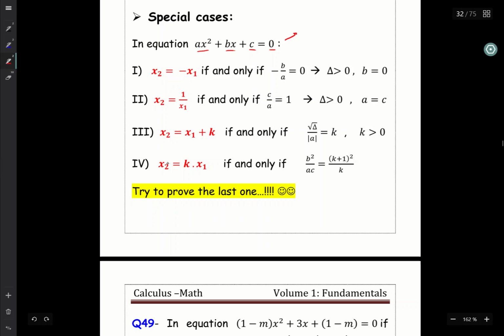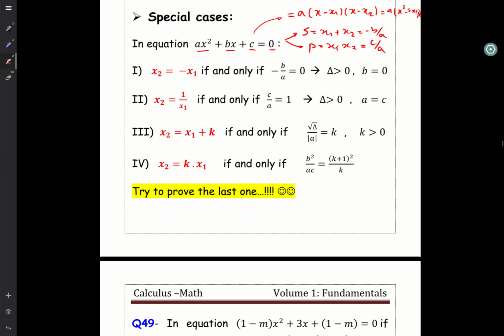And right out of the bat, we know that s, the sum of the two roots, is minus b over a, just as a reminder, and p, the product of the roots, is c over a. Okay, and we can write this quadratic equation as a times x minus x1, times x minus x2. This is how you factorize a polynomial, and we already know that this is equal to a times x squared minus sx plus p. Okay, so have this at the back of your mind always.